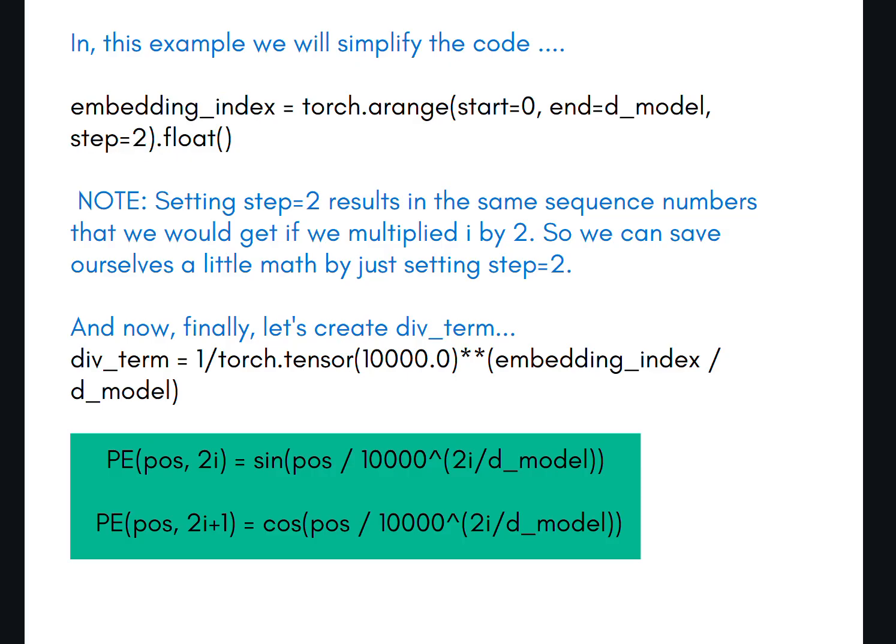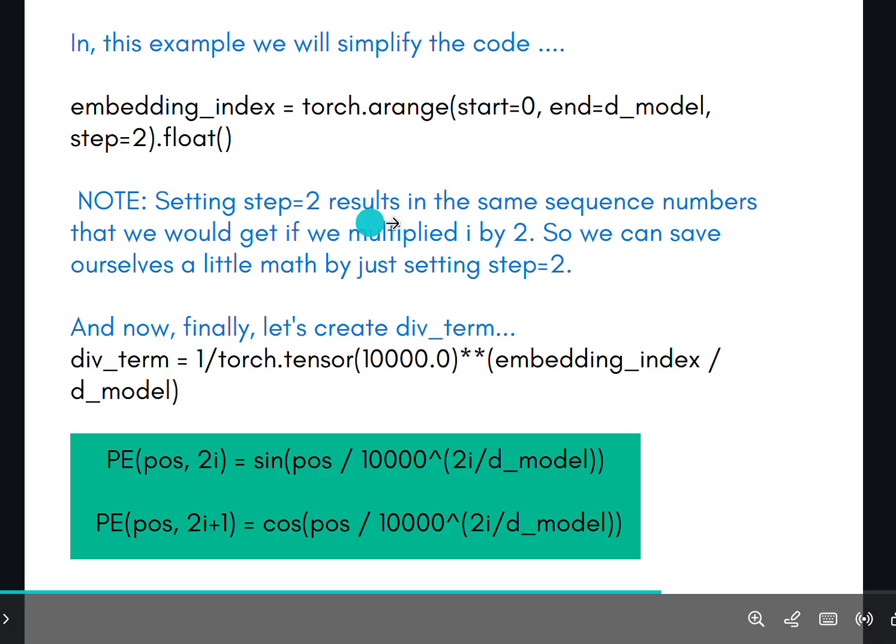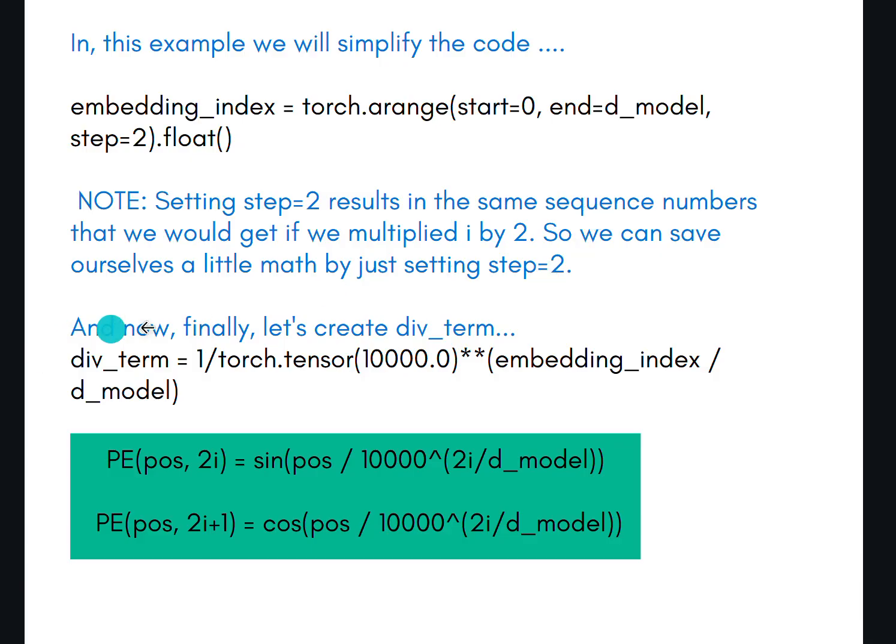So why would you set step equals to 2? Because notice this is 2i and 2i plus 1, right? So it produces basically the same result. And now finally let's create the div term. So div term is 1 by torch tensor, just multiplying that big number with embedding index and d_model.